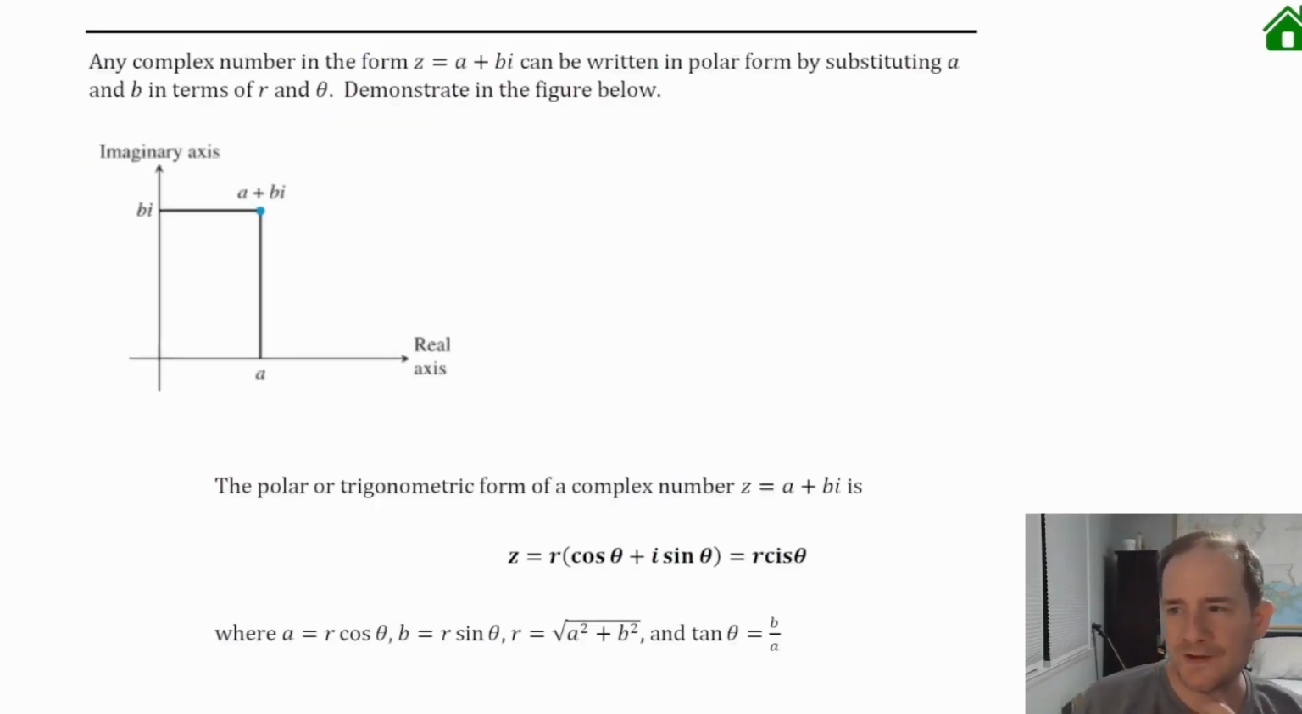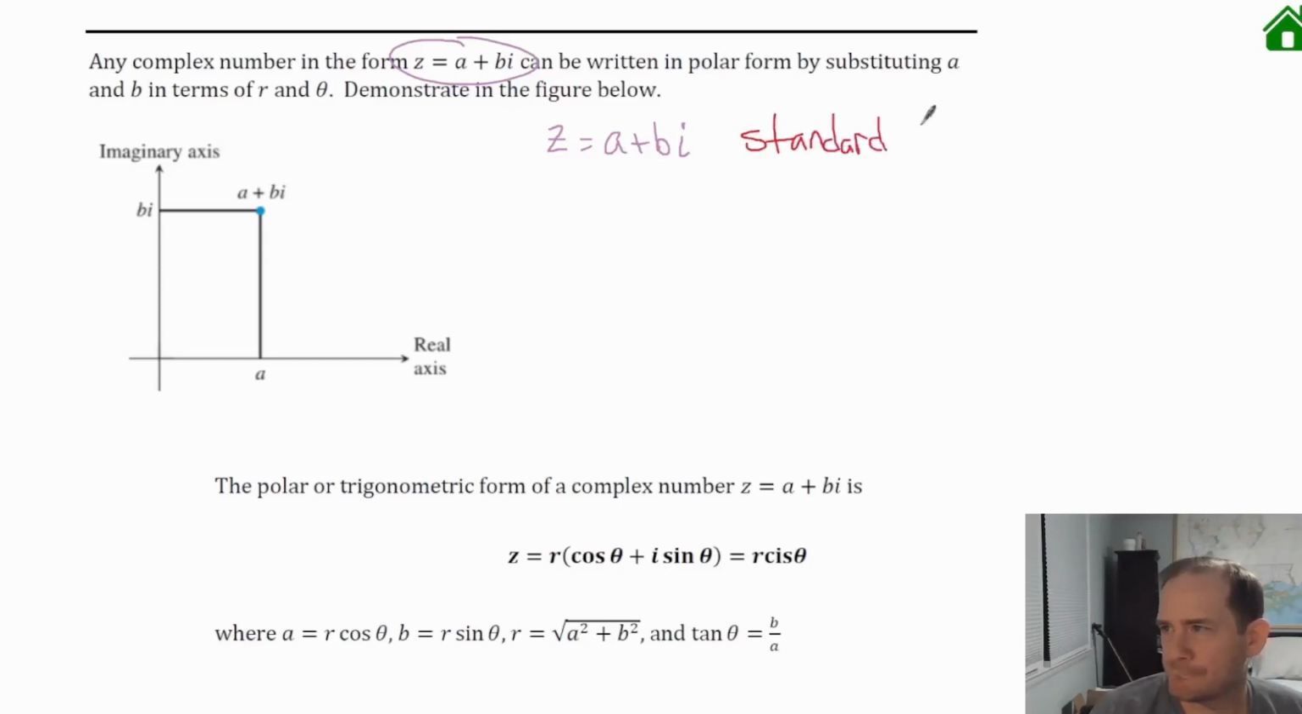So the next thing we wanted to do was take these complex numbers in the form a plus bi, which is called standard form or rectangular form. And we wanted to convert them into a more useful notation. It's more complicated, but it is more useful, trust me. And that new notation is going to be called polar form or trigonometric form.